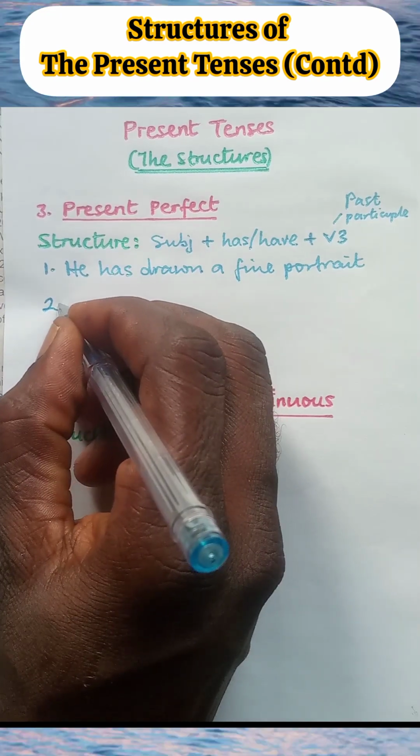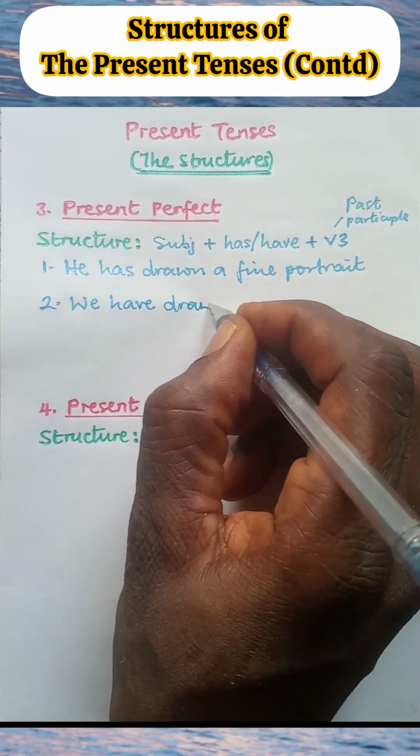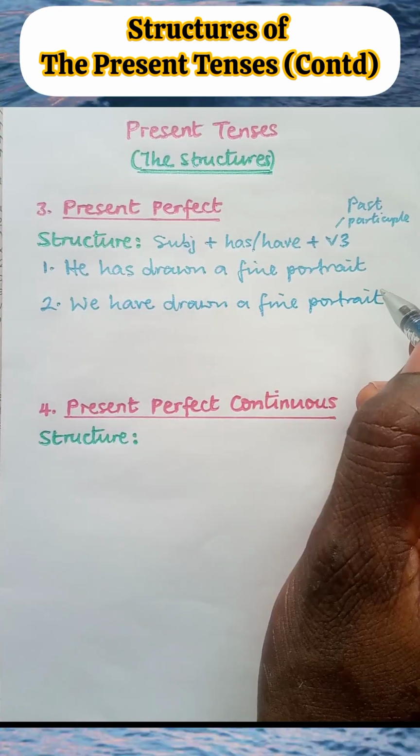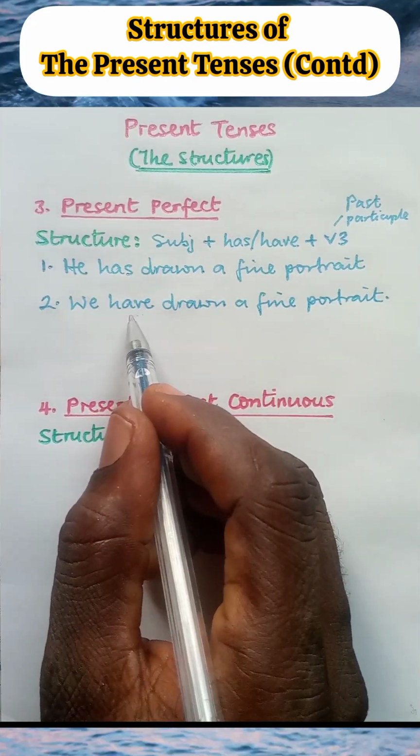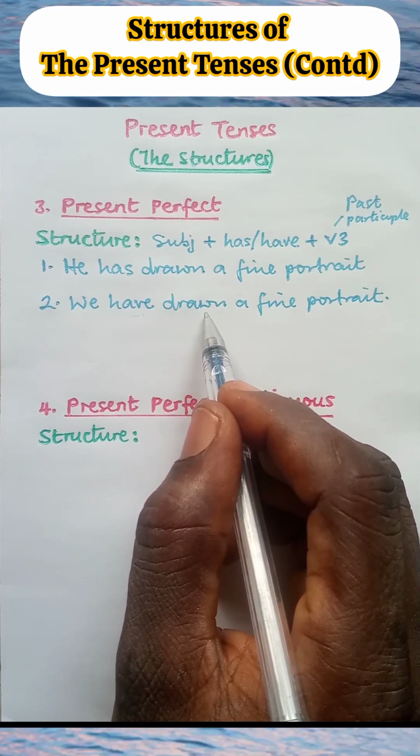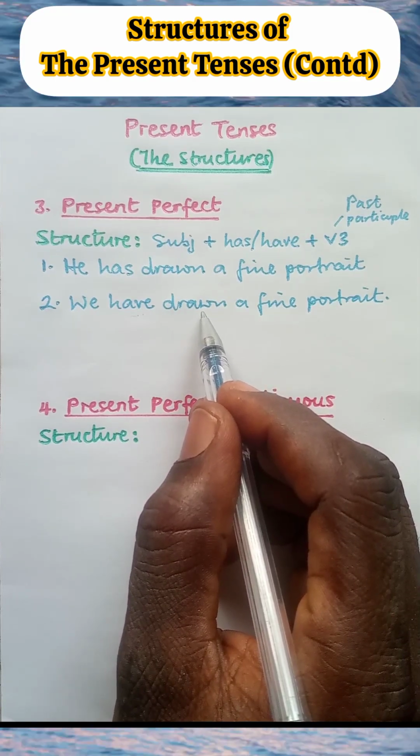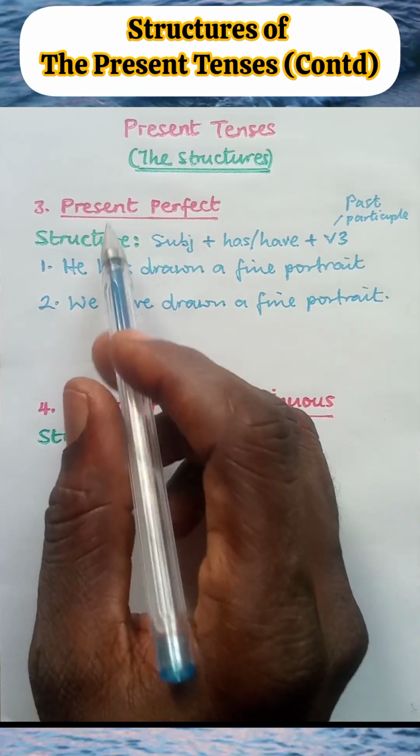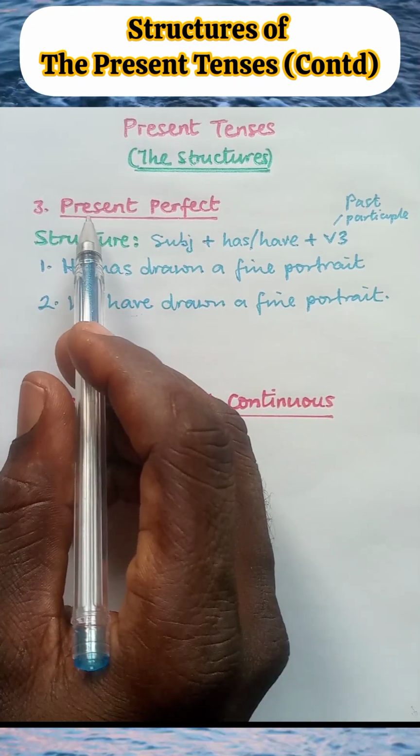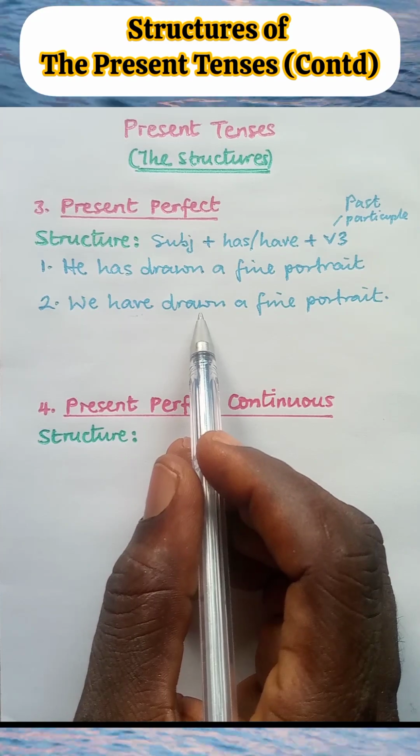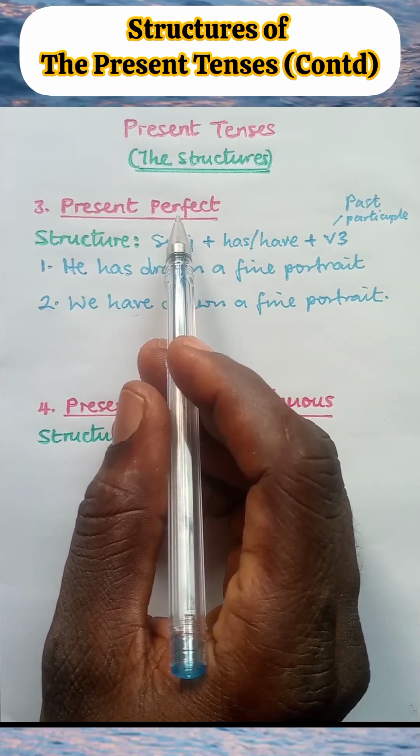Let's look at example 2. We have drawn a fine portrait. Here we have a plural present tense anomalous verb and a past participle verb, drawn. Both verbs combined forms the present perfect. Have represent present, while drawn represent perfect.